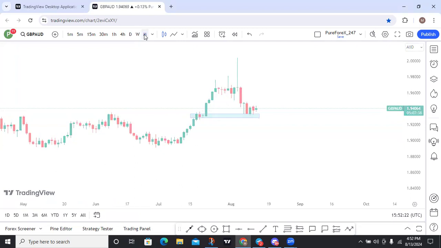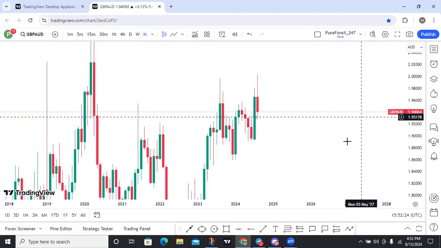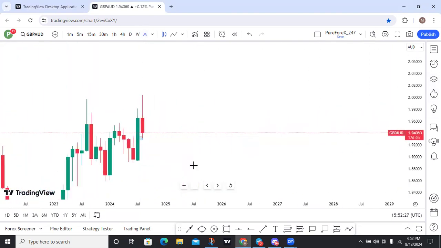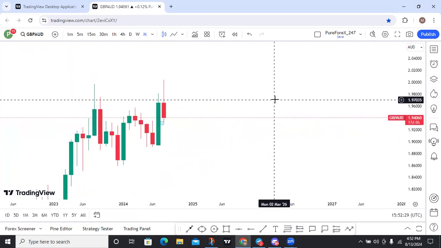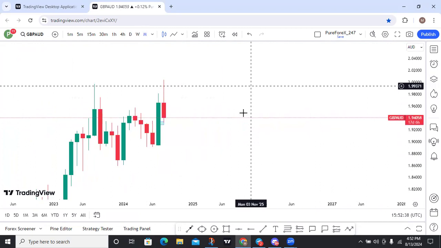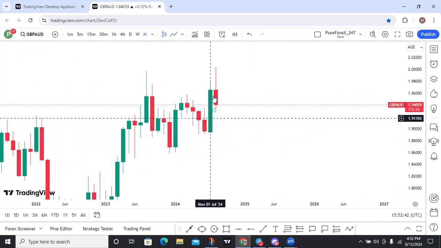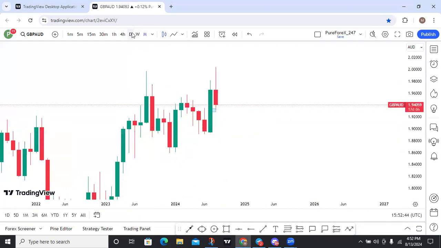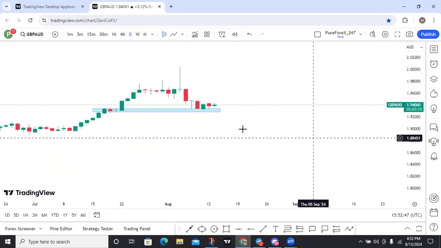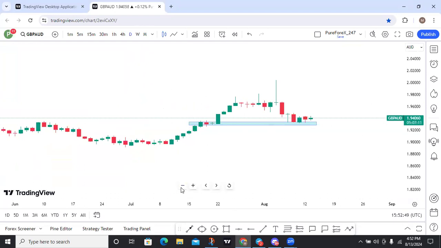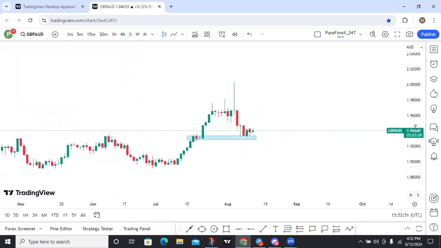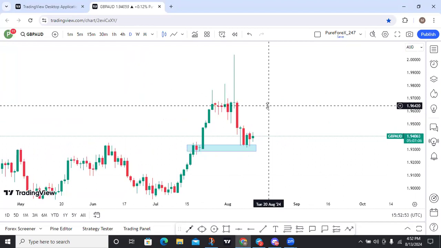So let's go back to the monthly. You see, look at where I marked. The markup is inside the monthly bullish engulfing candle. That is the manipulation entry formula. So this is where we are expecting a possible reversal back, or bullish, on GBPAUD.